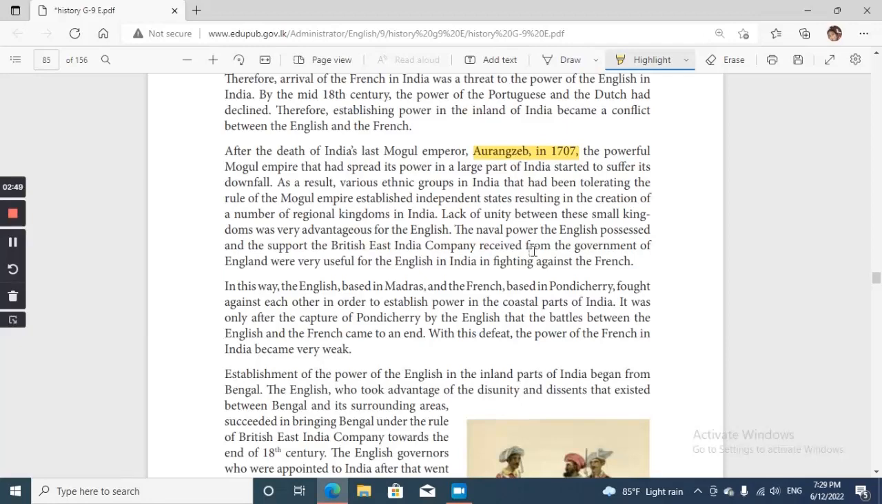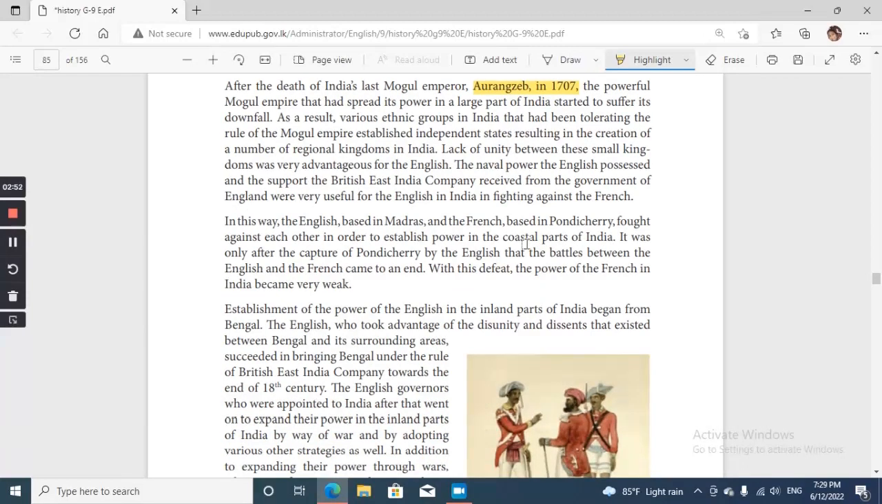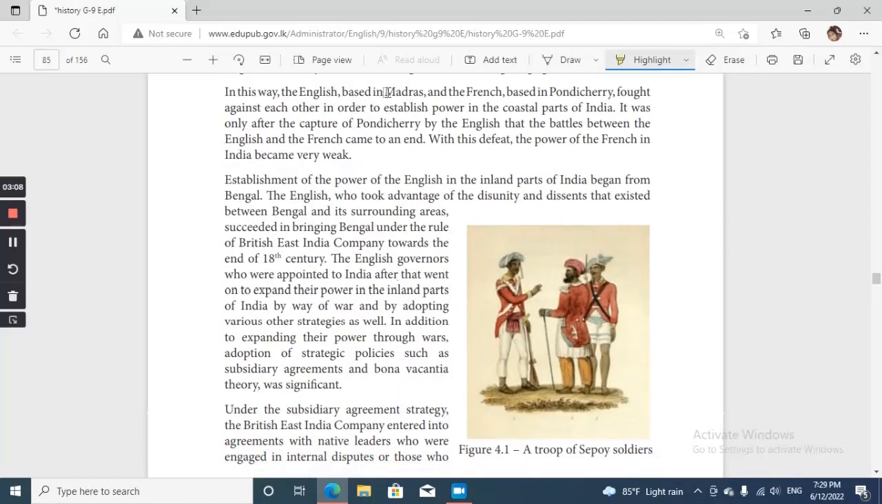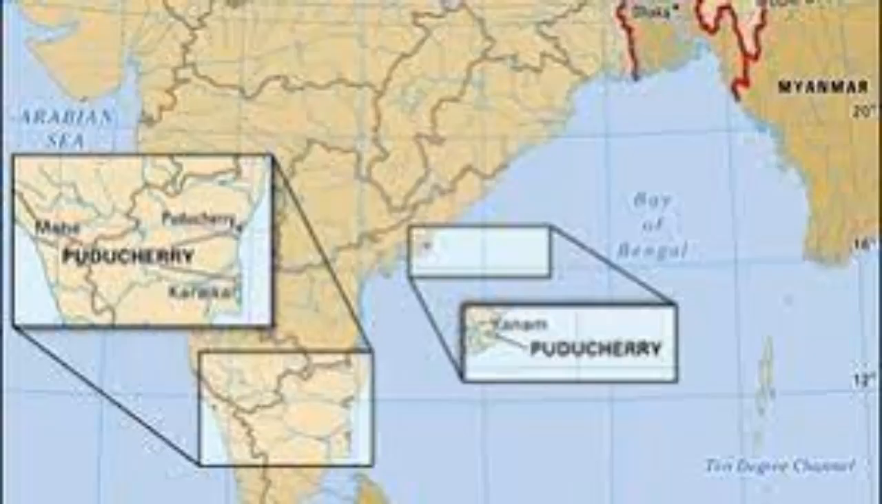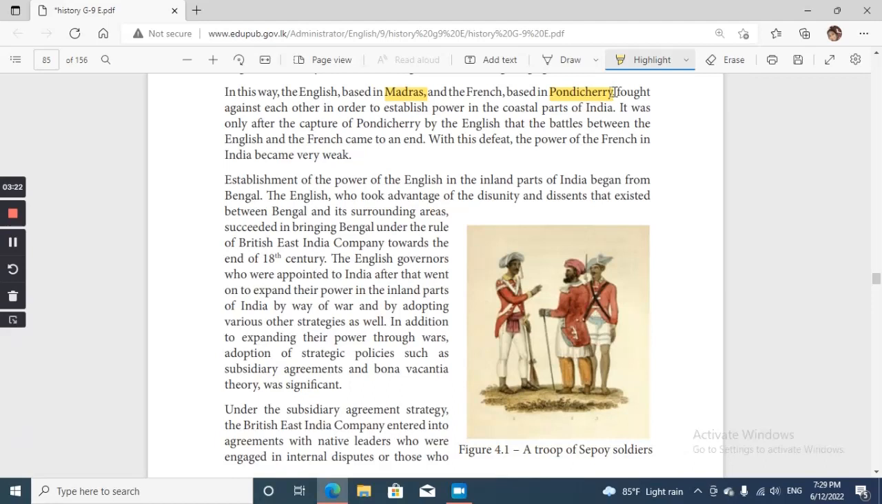So what did the English do? They strengthened their naval power, took the support of the English East India Company, received support from the government of England, and fought against the French to capture the inland areas of India. In this way, the English captured Madras and Pondicherry, which were French cities. You can see the pictures of Madras and Pondicherry here on the screen.